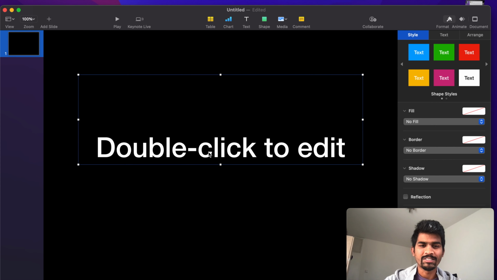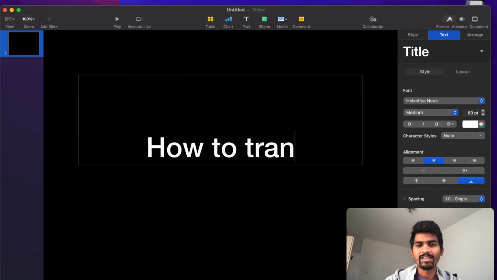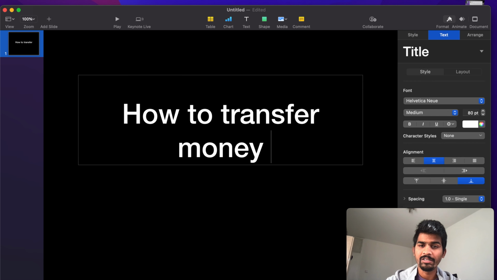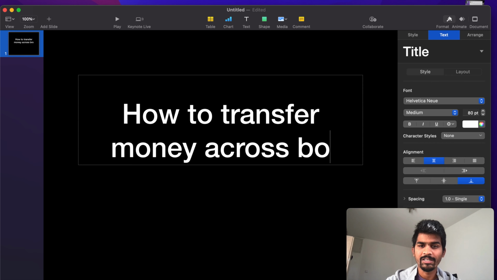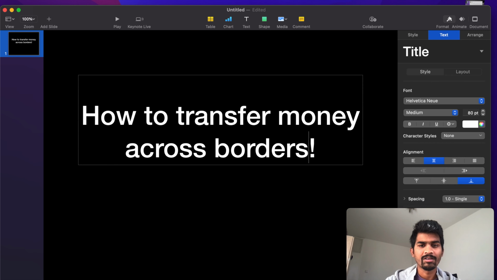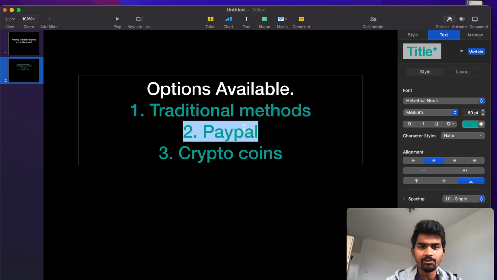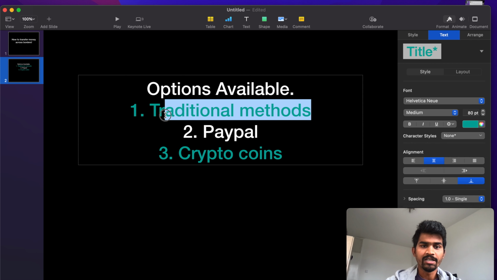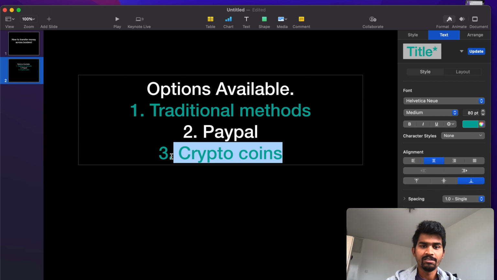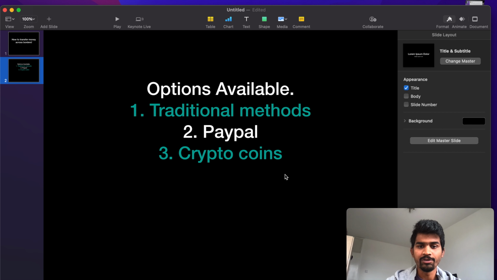Okay, so we are going to see how to transfer money across borders mainly. Today we are not going to go deep on PayPal, but we are going to compare all our traditional methods and the crypto coins. Mainly we are going to see what the fees involved in the traditional methods are, and how we can actually transfer our fiat currencies using crypto and what the costs incurred in that process are.